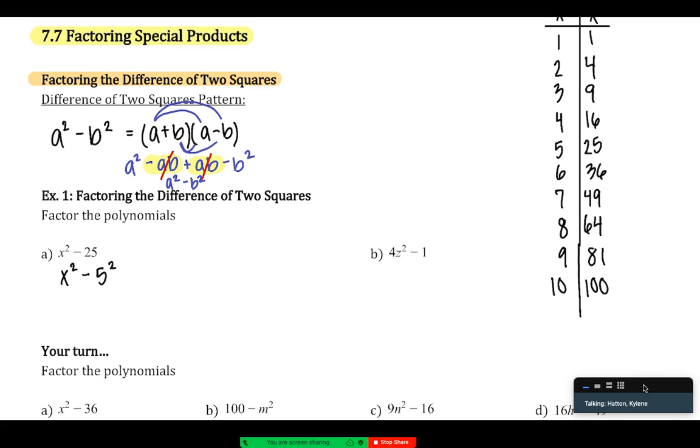And from there, now we can see that my a from this a squared part would just be x, and my b from this b squared part would just be 5. Then we plug those into the pattern, a plus b times a minus b. So a is x, b is 5, and a plus b would be x plus 5, times a minus b would be x minus 5.